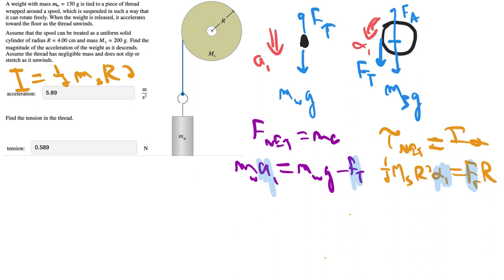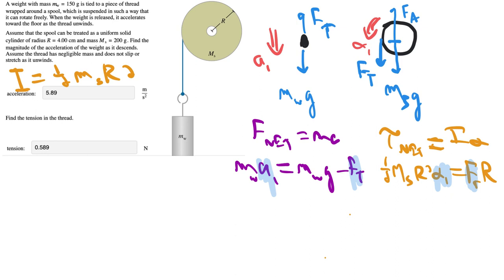So it looks like we're in a little bit of trouble because we have only two equations and we have three variables. But it's actually not that bad because we do have one other connection. It's not a Newton's law. It's a kinematic connection. It connects the linear acceleration to the angular acceleration.